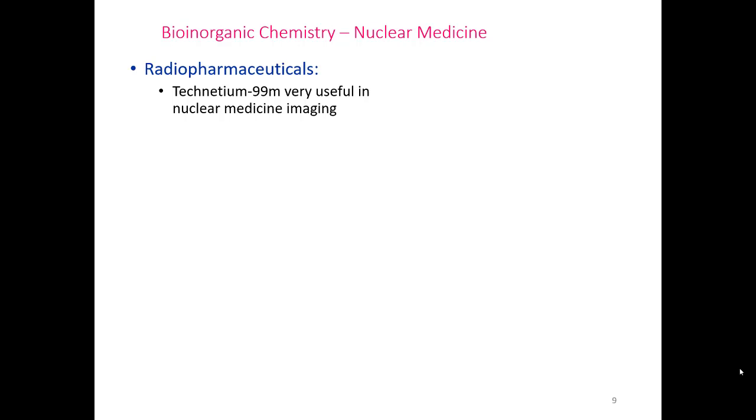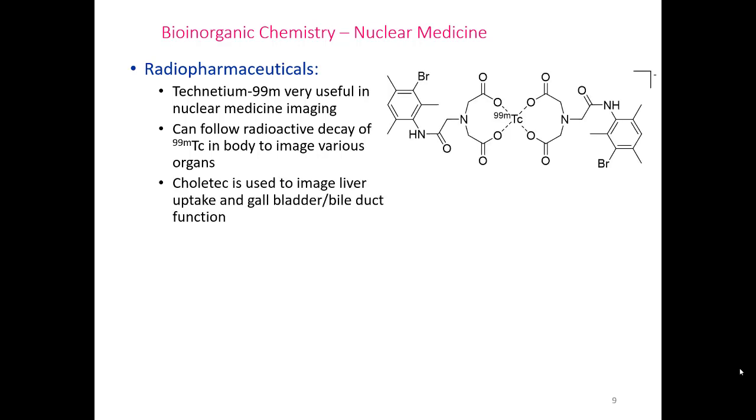This half-life is in a bit of a sweet spot because it is not too short, so you have time to prepare and ship the imaging agent, but not too long so that it stays radioactive for a very long time. The way this type of imaging works is that the radioactive decay of technetium-99m can be followed in the body to visualize various organs. For example, Cholatec, shown to the right, is used to image liver uptake and gallbladder/bile duct function. Cholatec has a lidocaine analog, right here, which helps it localize in the liver.